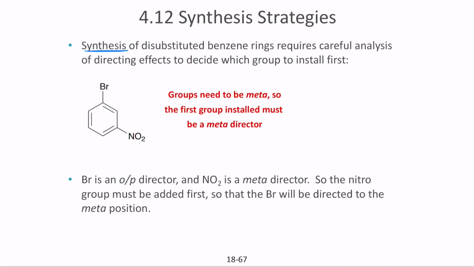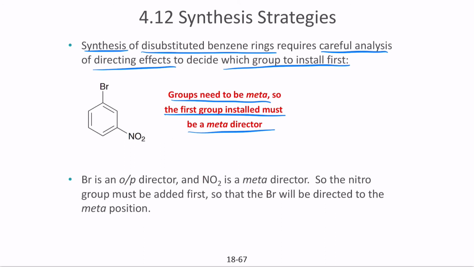So the synthesis of di-substituted benzene rings requires careful analysis of the directing effects to decide which group to install first. For example, if the group needs to be meta, then the first group installed must be a meta director. Bromine here is an ortho-para director, but NO2 is a meta director, so the nitro group must be added first, because bromine will always direct the next one to the ortho-para position. That's the reason why we use nitration first and then do bromination.